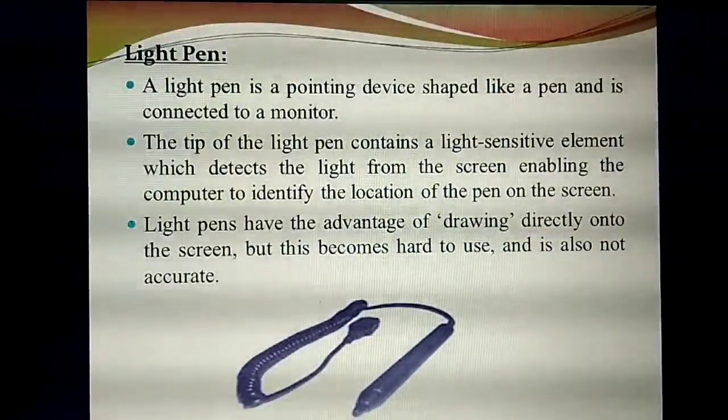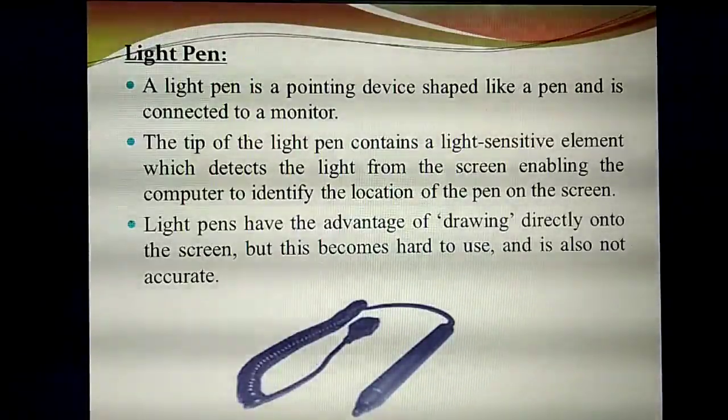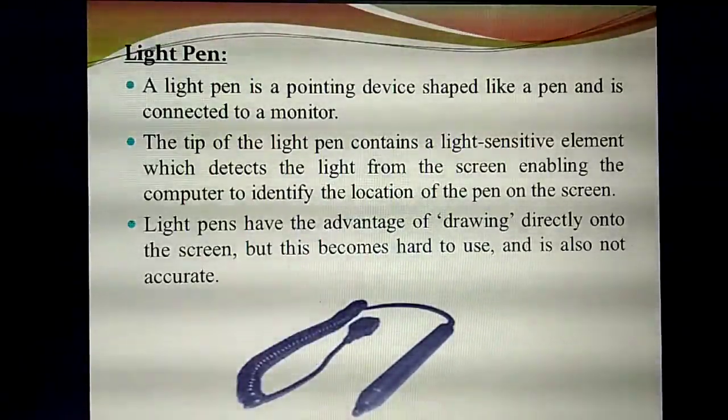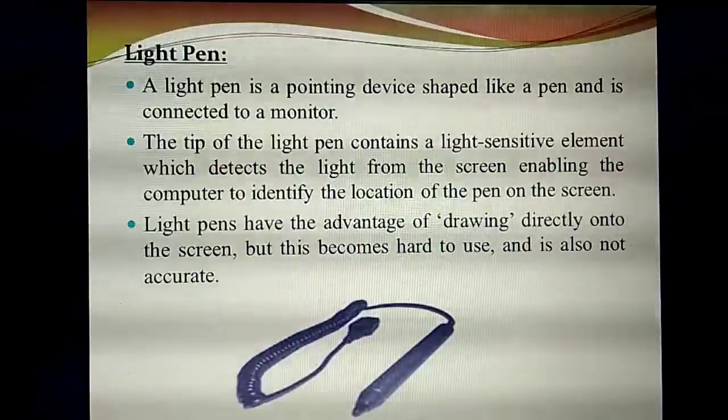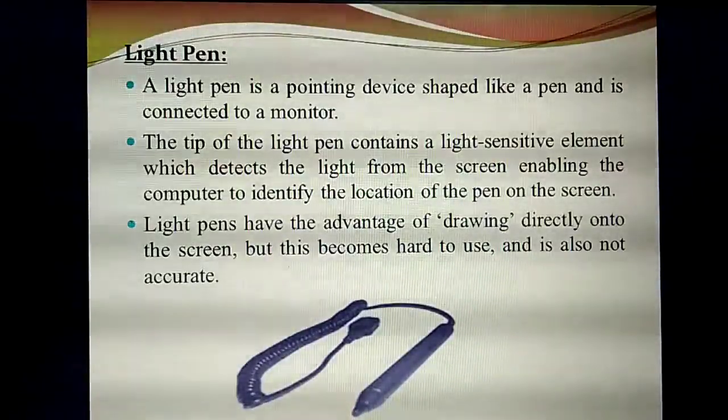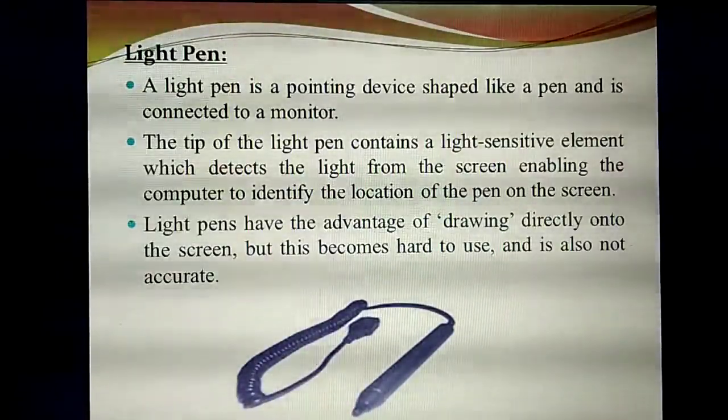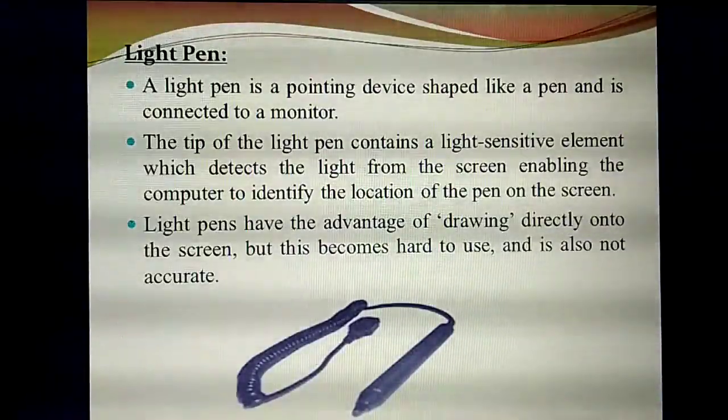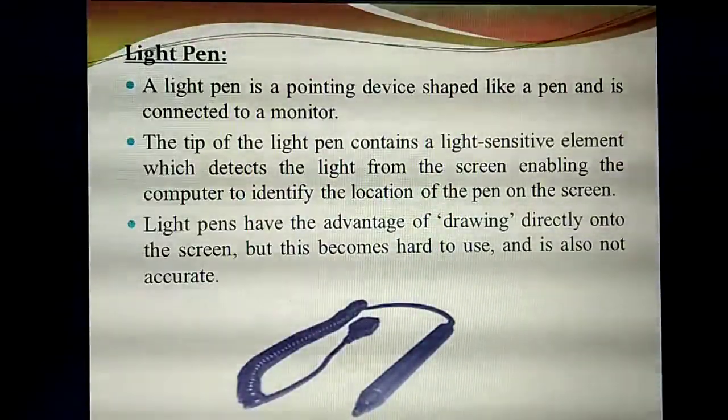Understand what's the use of a light pen? It is used to draw or write something on the screen. But it is very hard to use. Sometimes if you change the position, you can't write properly. So that's a disadvantage of this pen.